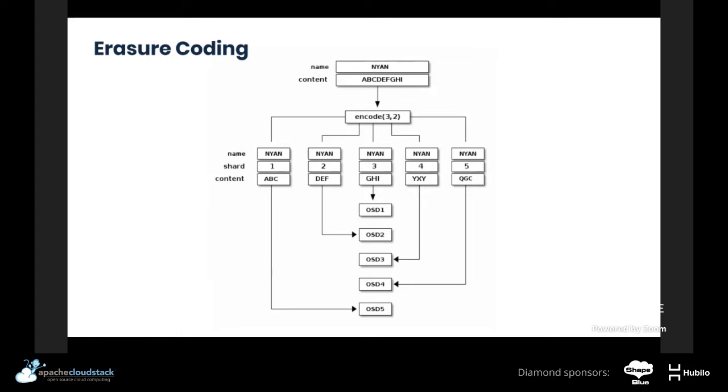So on this slide, the example is a 3+2 erasure code profile. So we write 3 data shards. You can see A, B, C, D, E, F, G, H, I. These are our data shards. And then we generate 2 parity shards, which are the 4 and 5 shards that you see here. We then write these to different OSDs, and we can afford to lose up to 2 shards and still generate our data again.